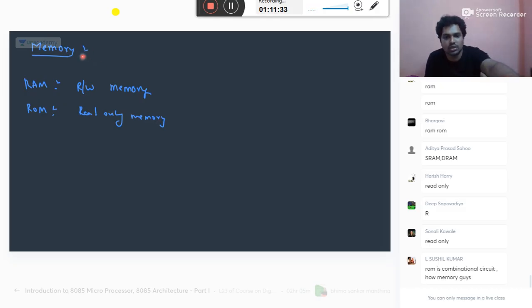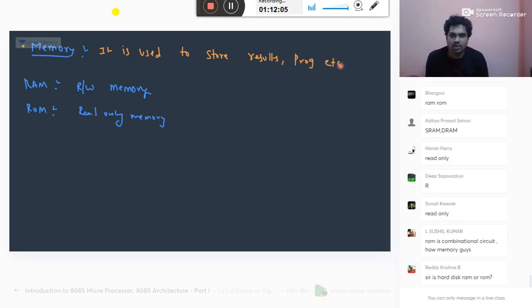Why is memory used? Listen. So memory is used to store results, programs, etc., whatever you have. No, that doesn't come under RAM and ROM.